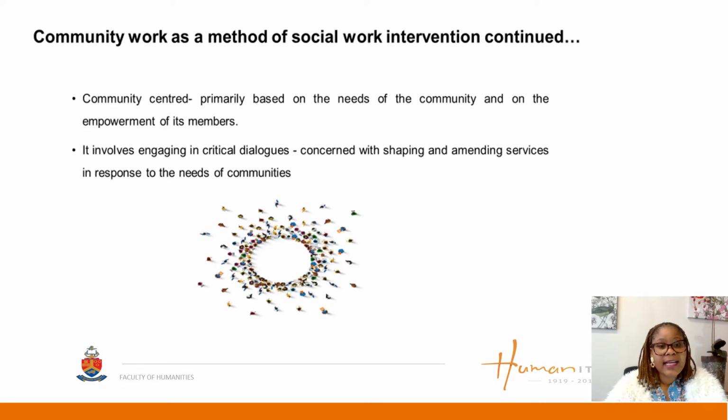The services that are rendered by social workers are community-centered because they are primarily informed and thus based on the needs of the community and further aimed towards the empowerment of community members. Community work further involves engaging in critical dialogues that are mainly concerned with shaping as well as amending services that are provided by social work professionals in response to the needs that are arising in communities.